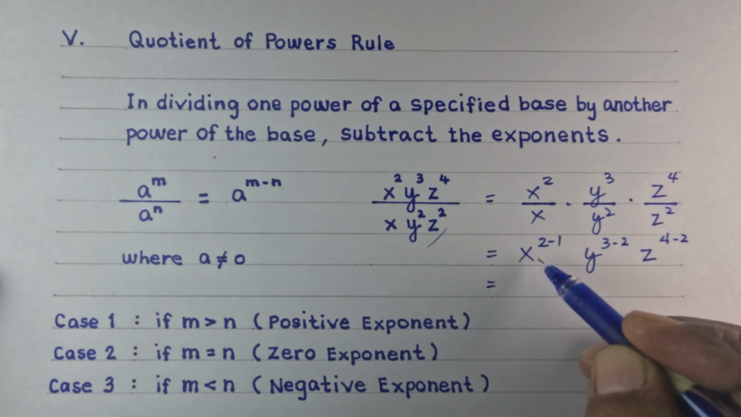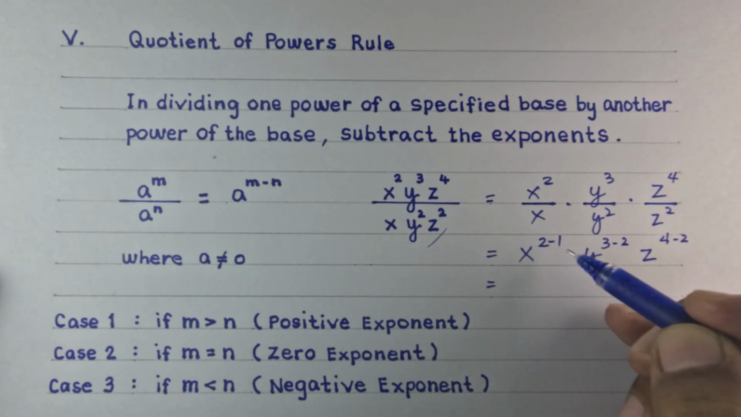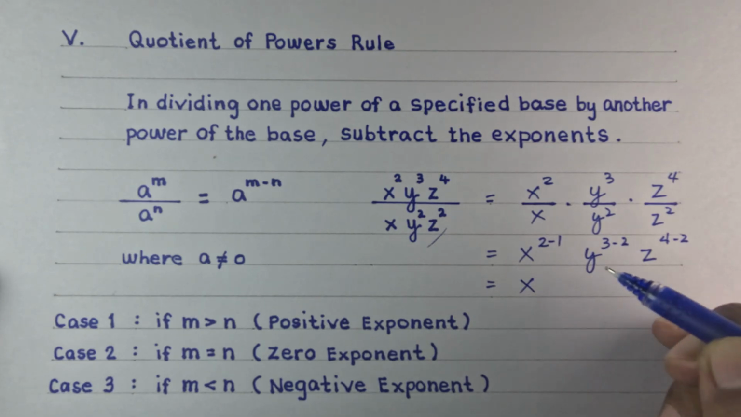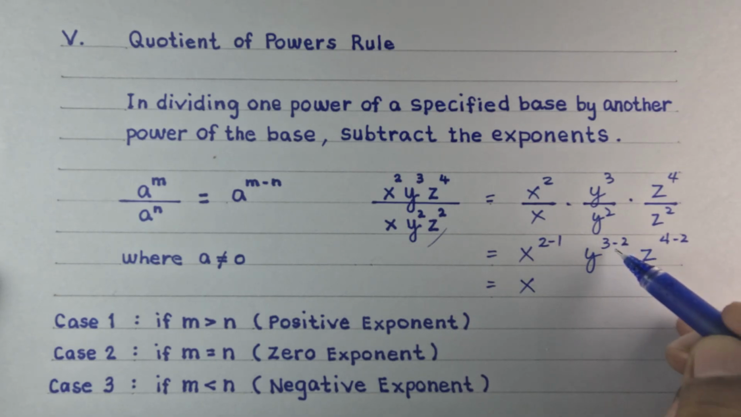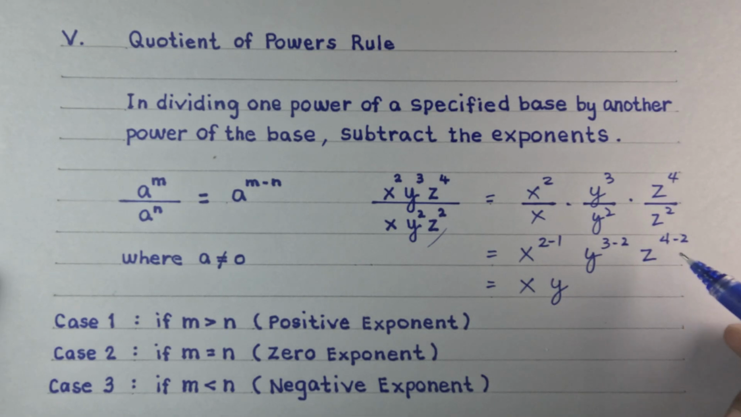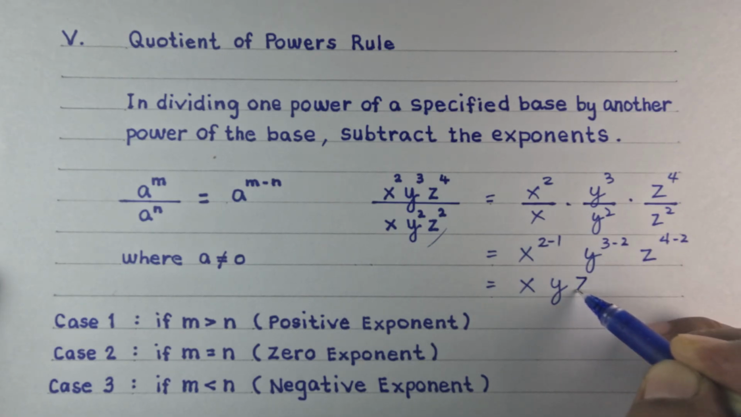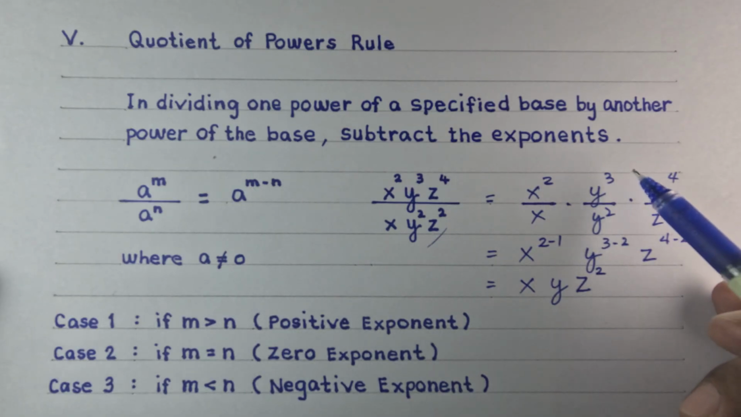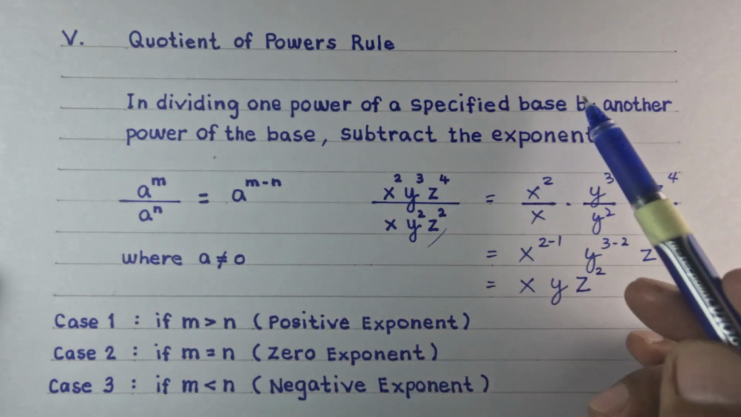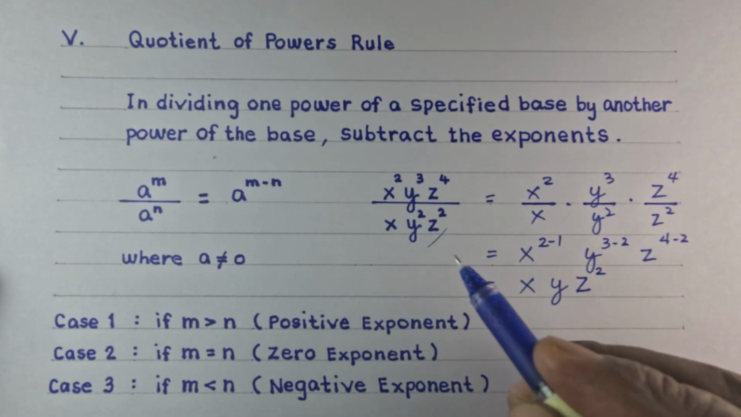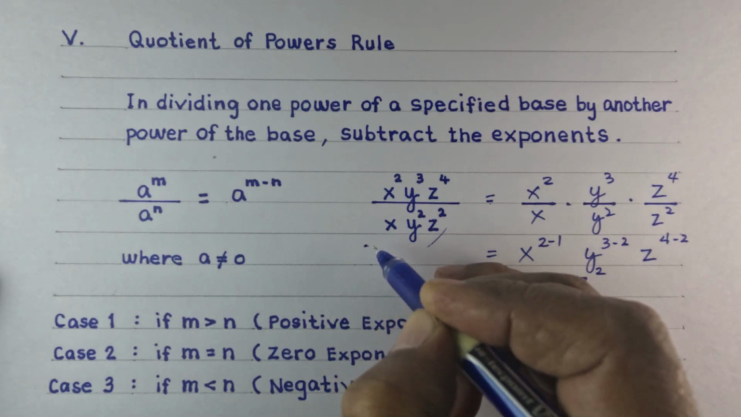So this is now equal to x to the power 2 minus 1 is 1, or simply x to the first, or simply x, times y to the 3 minus 2 is 1, so y to the first power, or simply y, and that's z. 4 minus 2 is 2, so that's z squared. Now, this is just proof of this rule. But in reality, or in actual practice, we can readily solve this directly.